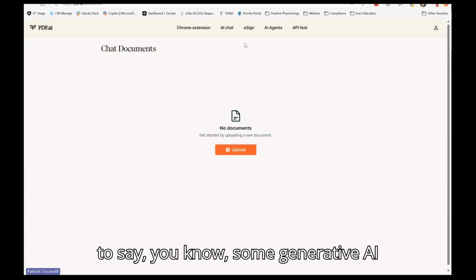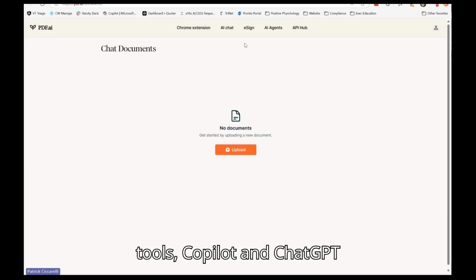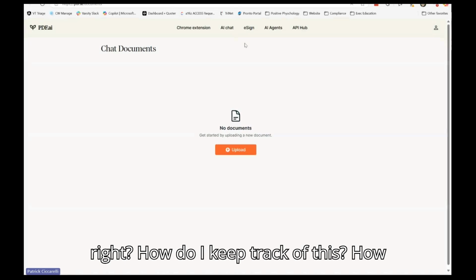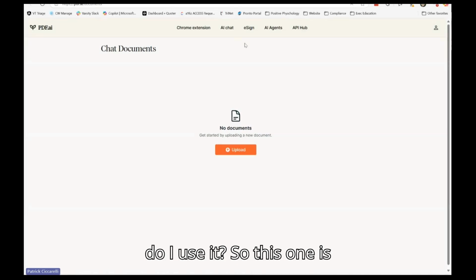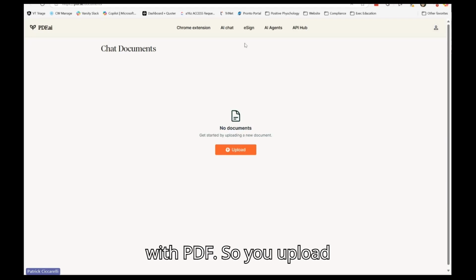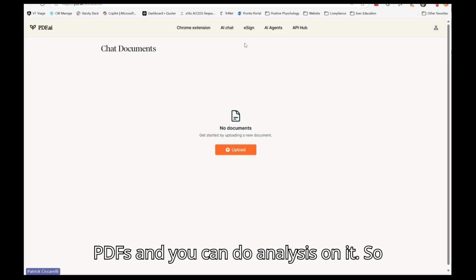And I have to say, some generative AI tools, Copilot and ChatGPT alike, can be somewhat overwhelming, right? How do I keep track of this? How do I use it? So this one is a specific tool for working with PDFs. You upload PDFs and you can do analysis on them.